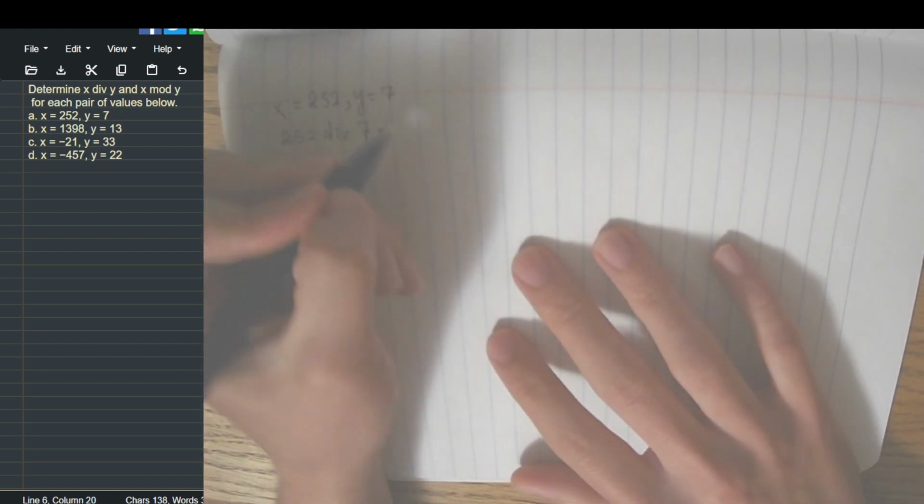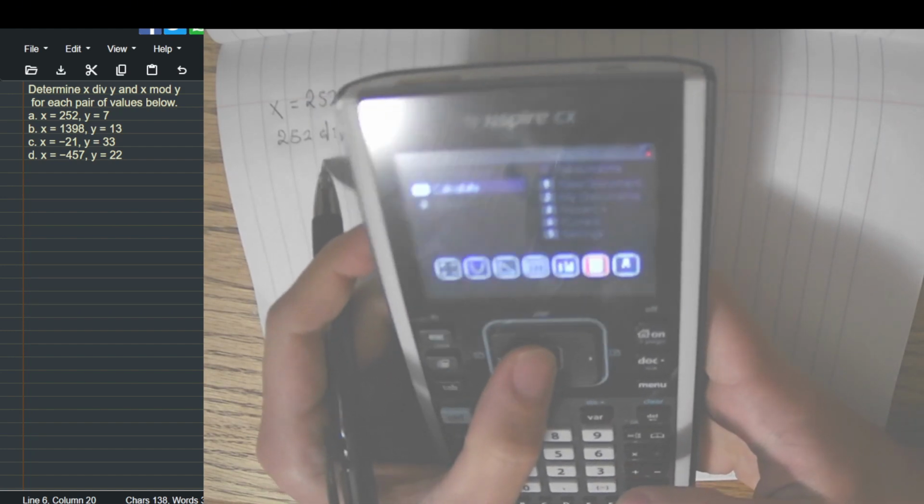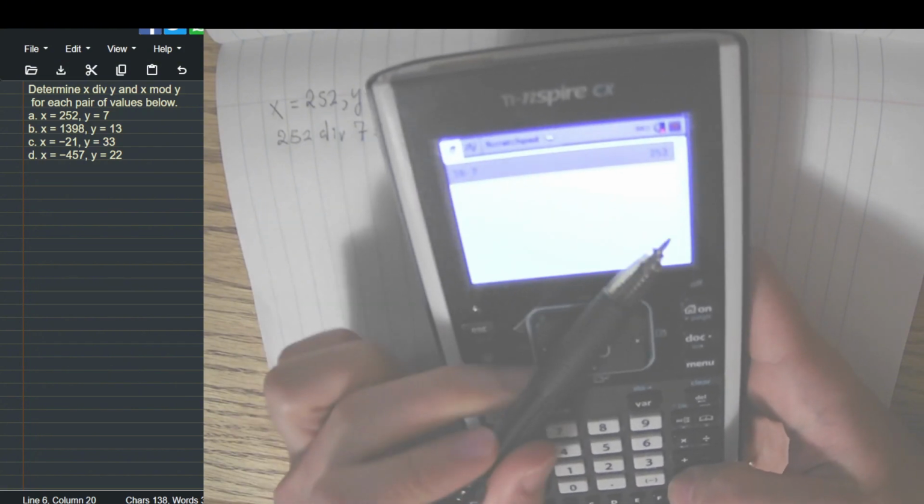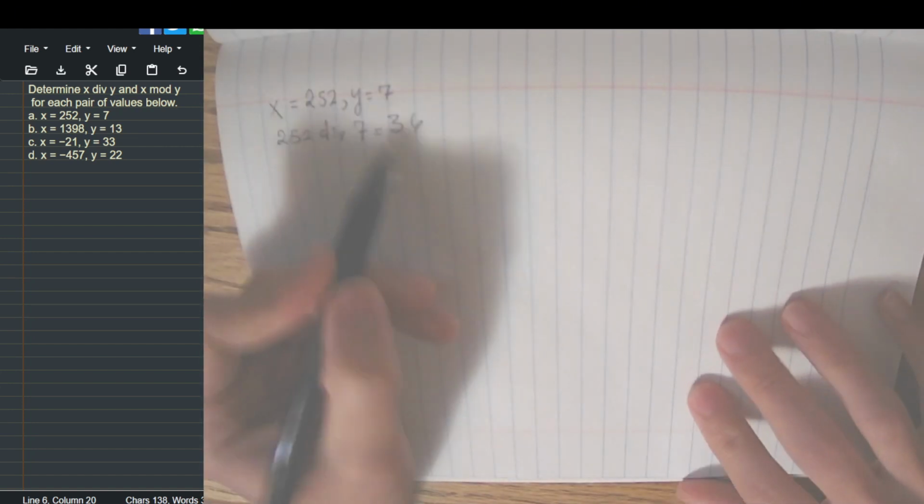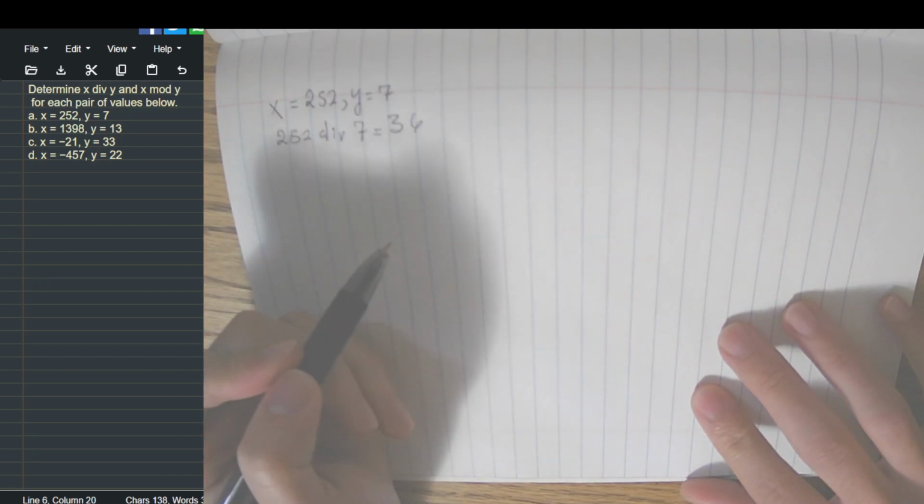And then what are we left with? 42, 42, 6, so 36 would be the answer there. And we can double check here if I calculate 36 times 7, we get 252. I need to charge my calculator. So the answer for this is 36. How many times does 7 go into 252? 36 times.